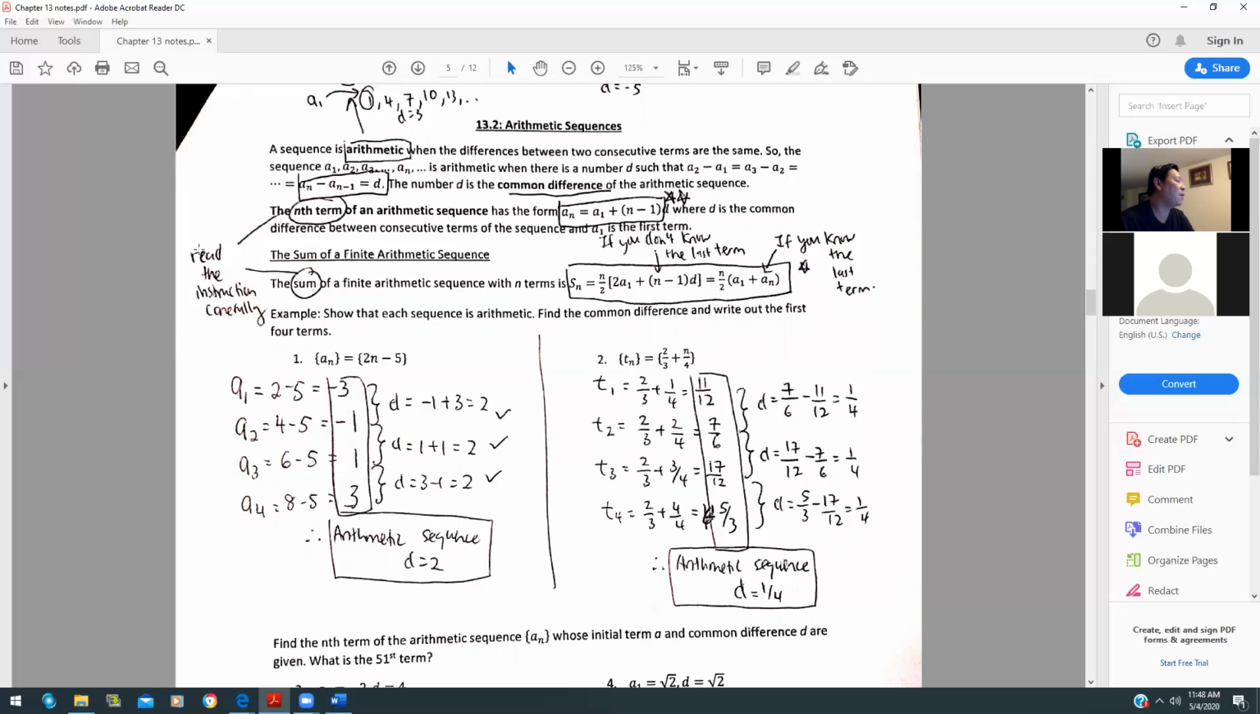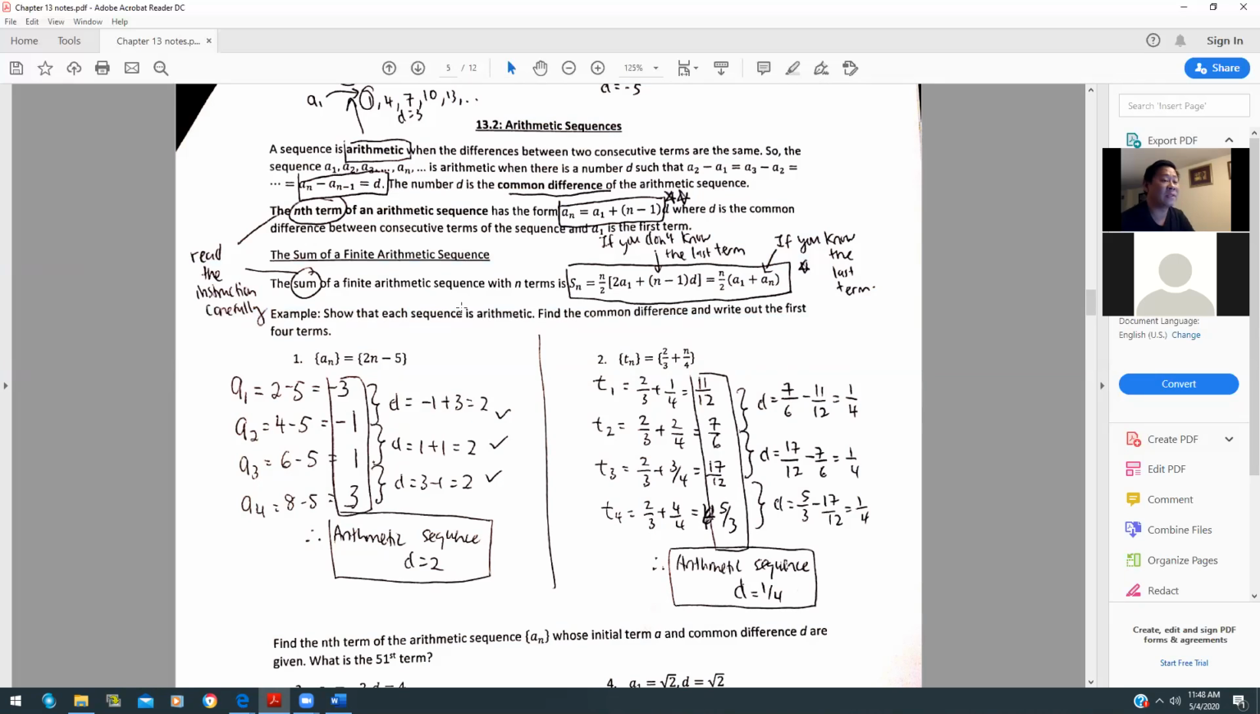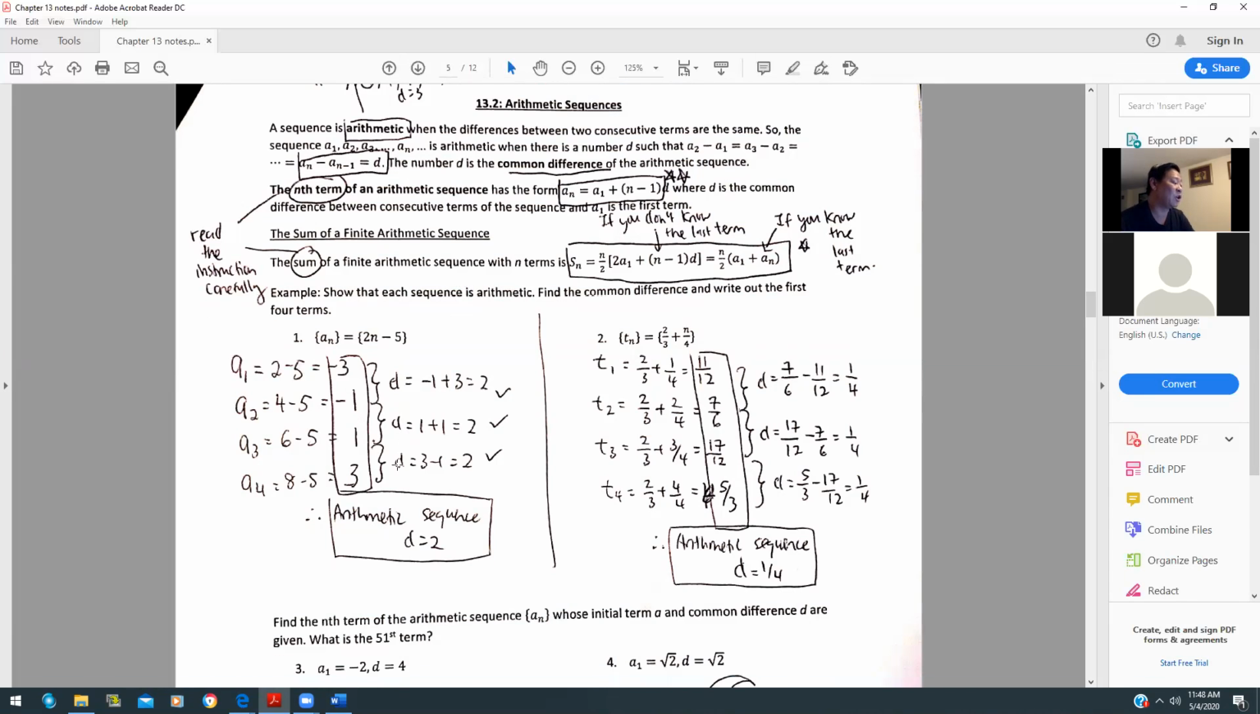Okay. So what I want to tell you is read the instructions carefully, and they will tell you whether to find the nth term or the sum. And yes, a lot of students ask me, will the test tell me that this is an arithmetic sequence? The answer is yes. In the test, they will tell you this is an arithmetic sequence, this is a geometric sequence. So do not mix those two up, because 13.2 is arithmetic. The next section, 13.3, is geometric sequence.